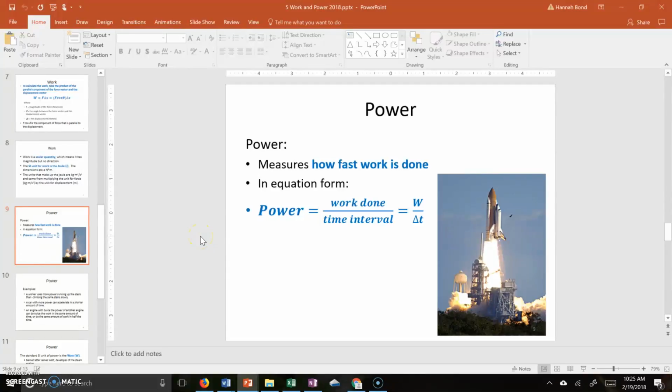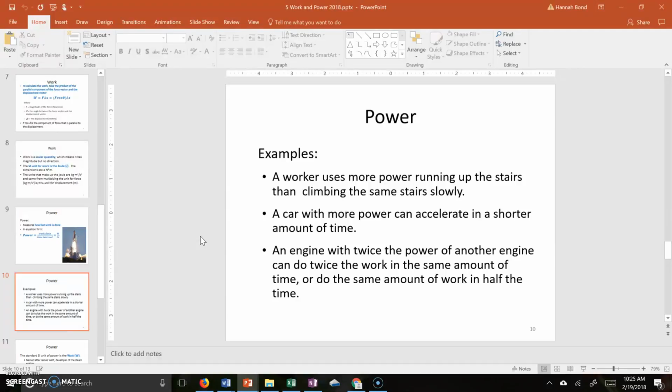Power is a measure of how fast work can be done. So in equation form, power equals the amount of work that's done divided by the amount of time that it took to do that work. Power equals work divided by time. When a system has more power, it's able to accomplish more work in the same amount of time, or it can accomplish the same amount of work in a faster amount of time.